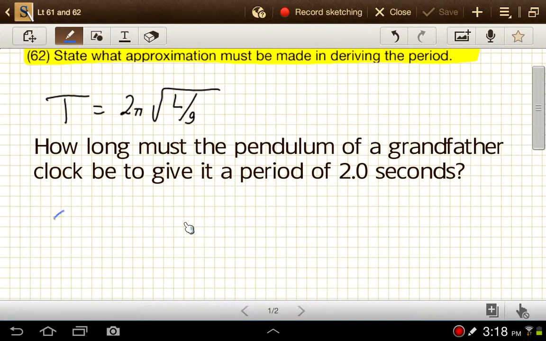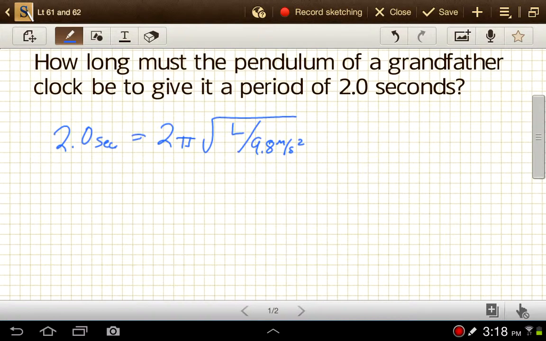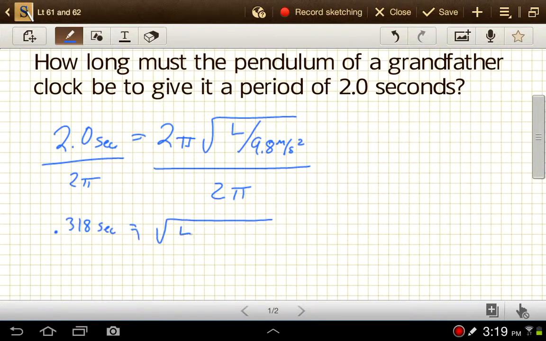So our period is going to be 2.0 seconds, and that's equal to 2 pi times the square root of L over 9.8 meters per second squared. And then we'll divide both sides by 2 pi, and get 0.318 seconds is equal to the square root of L over 9.8 meters per second squared. We'll square both sides now.